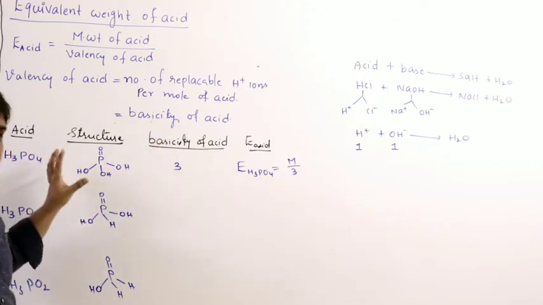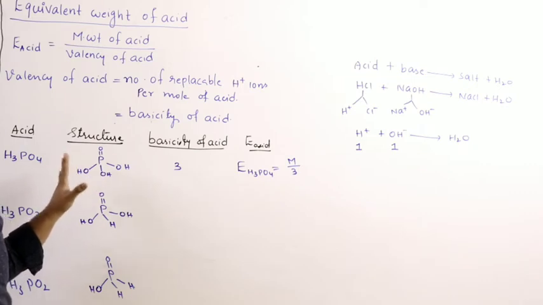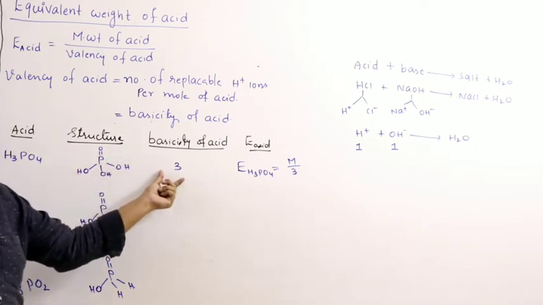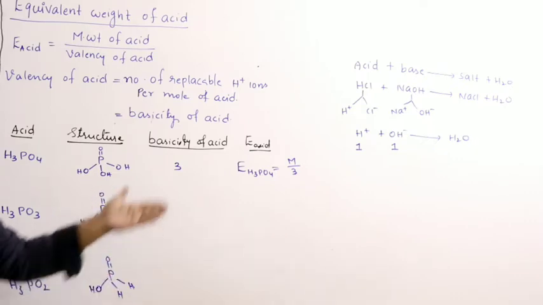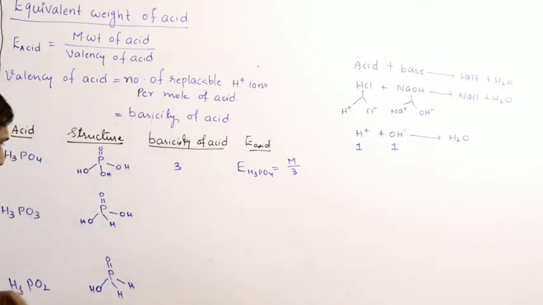So there is a maximum possibility of neutralizing 3, but that depends upon the amount of base you are adding. You can add 3 moles, or you can add 2 moles, or you can add 1 mole. Depending upon the amount you are adding, the equivalent weight will change.